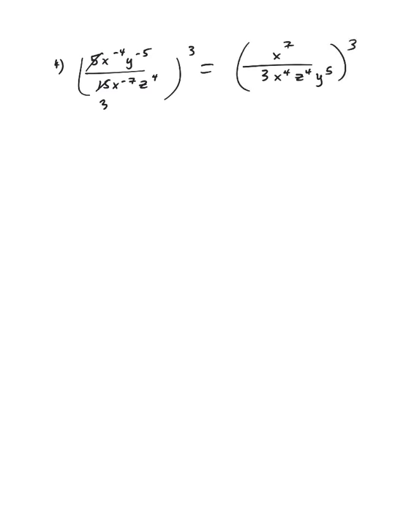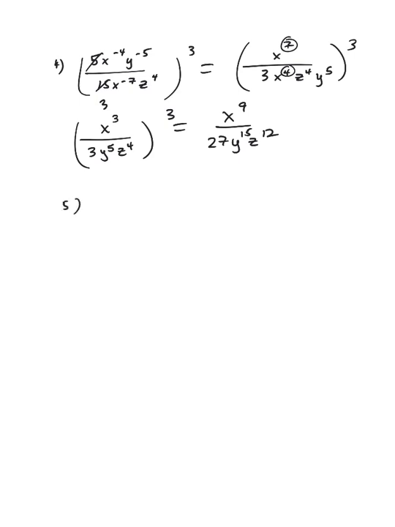Okay, so now I'm going to subtract the 7 and the 4. So when I subtract that, 7 is larger, so that goes in the numerator. I like to write these in alphabetical order, so I'm going to write y to the 5th, z to the 4th. Now I'm going to cube everything. So I get x cubed cubed, 3 times 3. 3 cubed, 27. 5 times 3. 4 times 3. Okay, and that would be your answer. So we get x to the 9 over 27, y to the 15th, z to the 12th. Let's take a look at number 5.